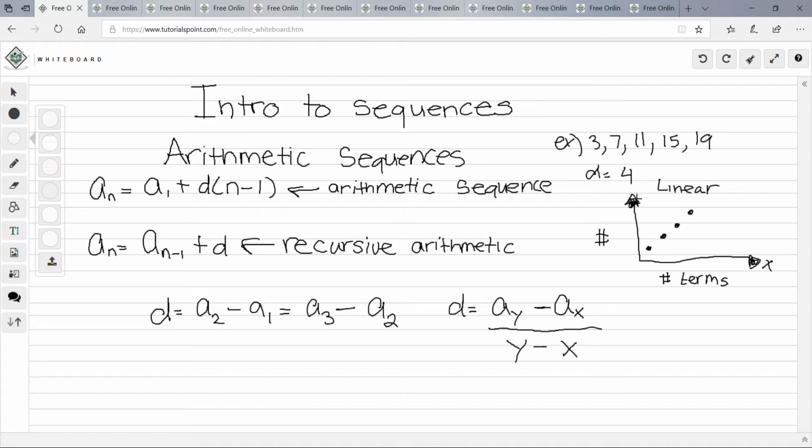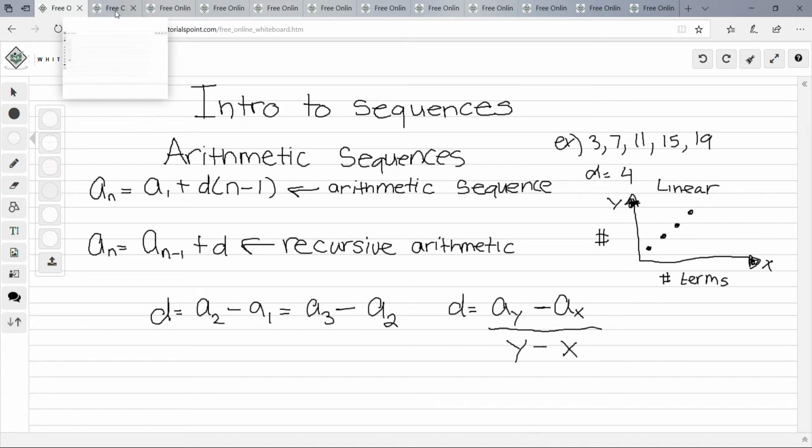And if you were to graph an arithmetic sequence, it is a linear function, because if you make the number of terms the x value and the term the y value, you get a linear graph. And then here's the recursive formula: a_n equals a_(n-1) plus d. To find the difference, you do the second term minus first term, and that should equal your third term minus second term. Or you could do (a_y minus a_x) divided by (y minus x).